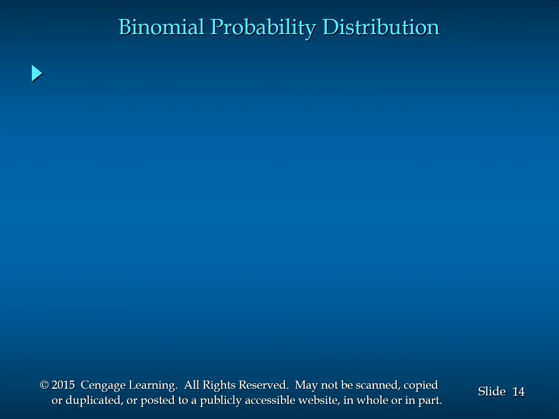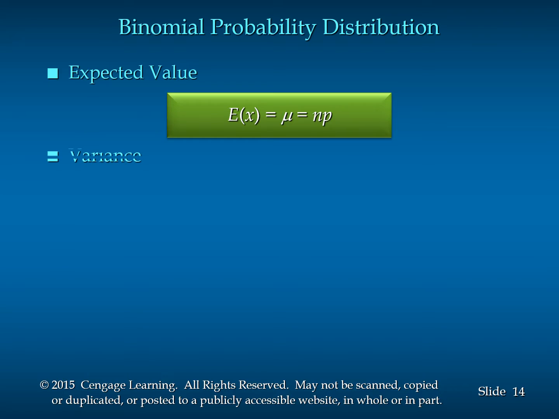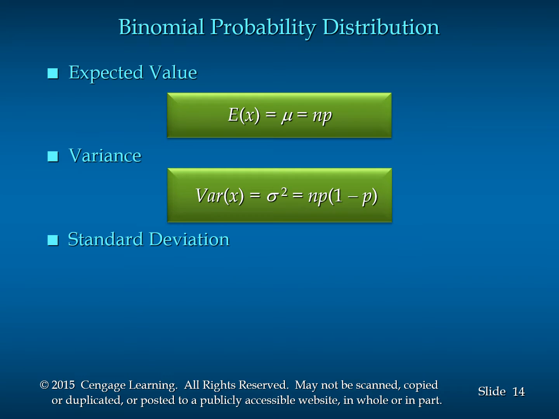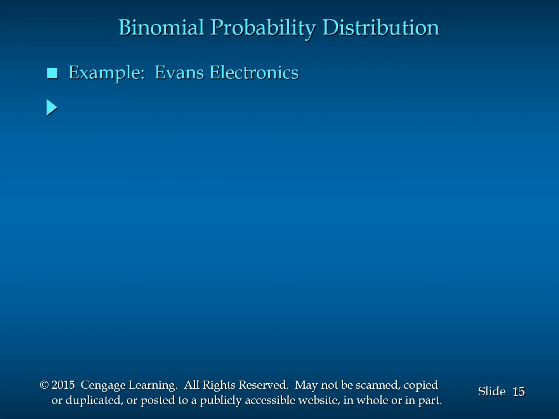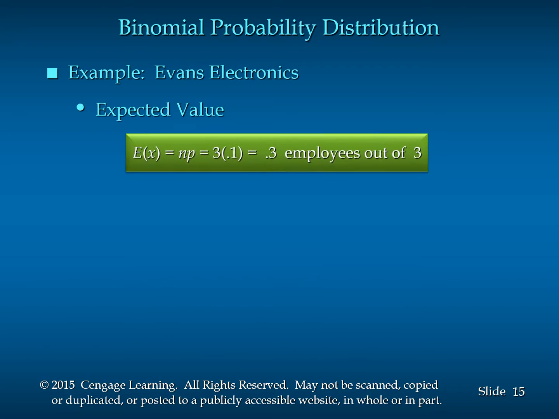As with any probability distribution, we can calculate the expected value, or the mean, the variance, and the standard deviation. Remember these because we will use them again in Chapter 6. And for our example, here we've calculated those values.